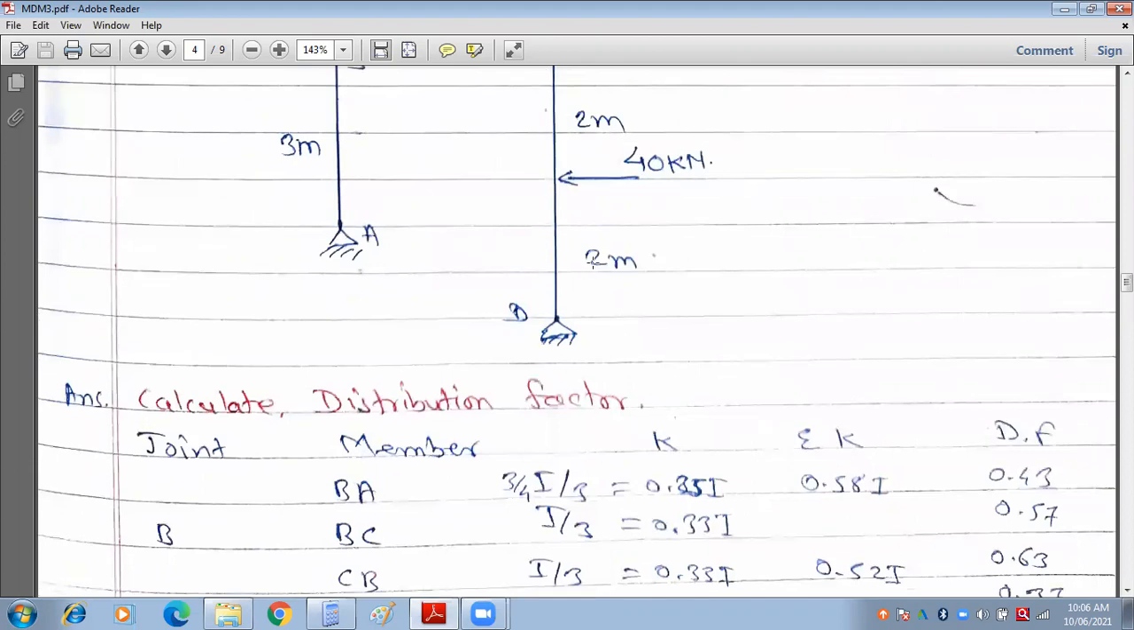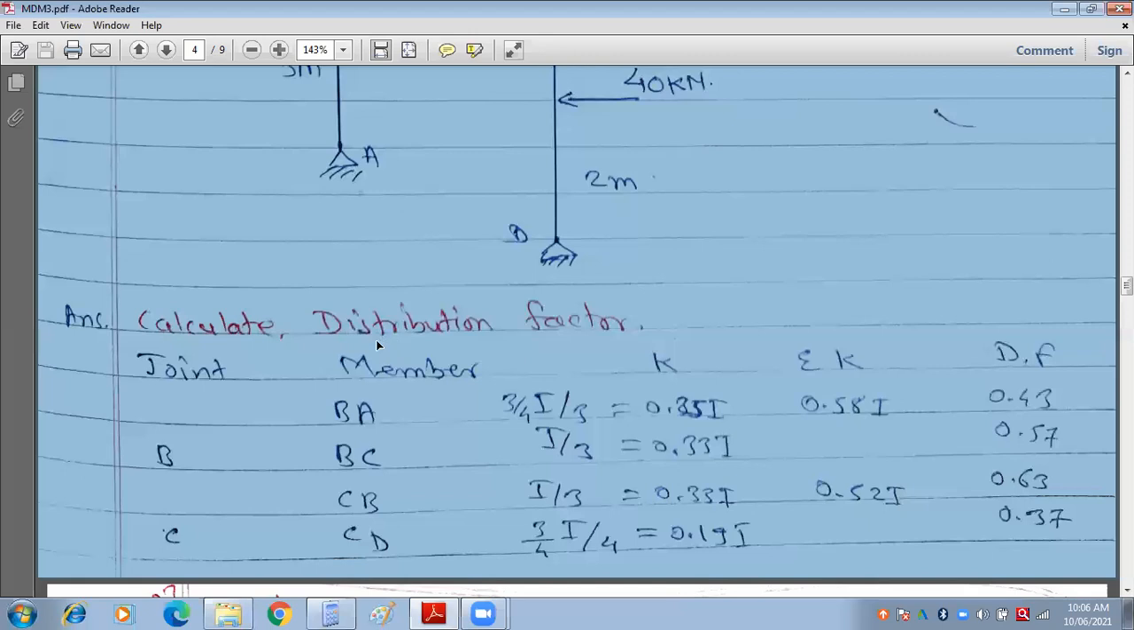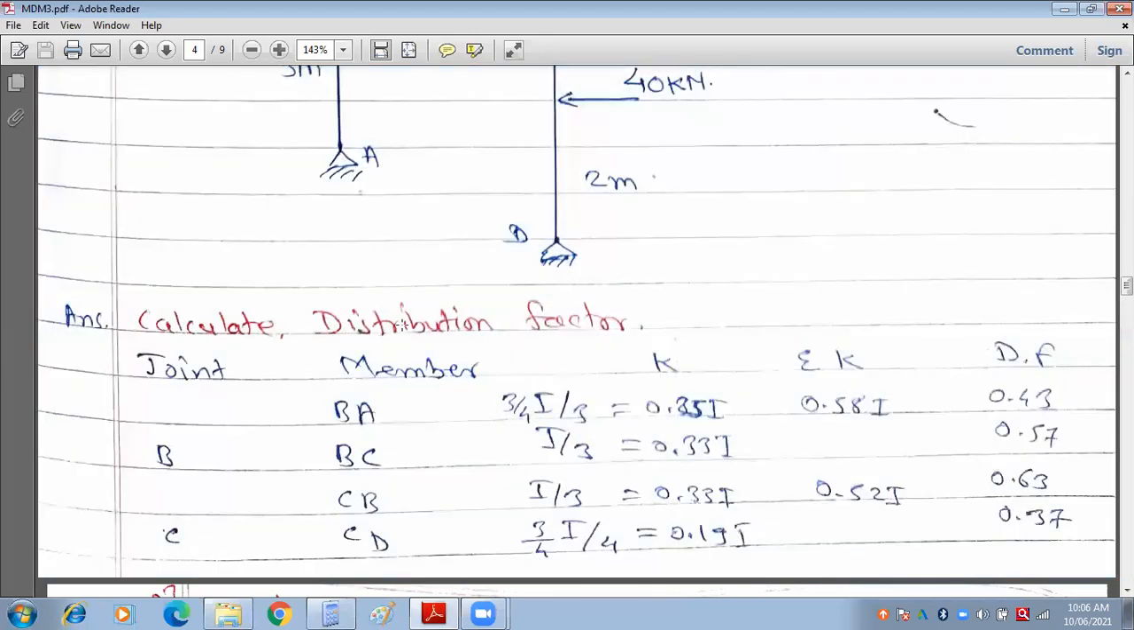As we know, the very first step is what? We have to calculate the distribution factors. Now how to find out these distribution factors? Let us consider the joint B. I have not considered joint A and joint D. As we know, if the joint is carrying only a single member, the distribution factor by default is 1.